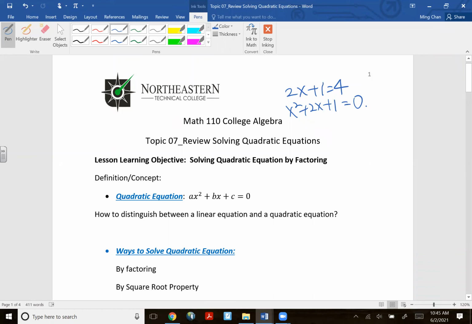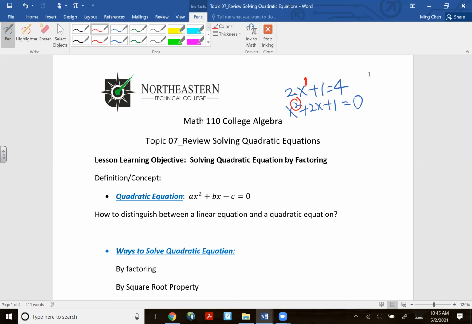The steps are different on how to solve the two. That's why I need to know which equation I'm solving. I know the first one is a linear equation because the variable is raised to the first power. A linear equation has a highest exponent of 1. In a quadratic equation, the variable has a highest exponent of 2. Okay, that's how you know the difference.